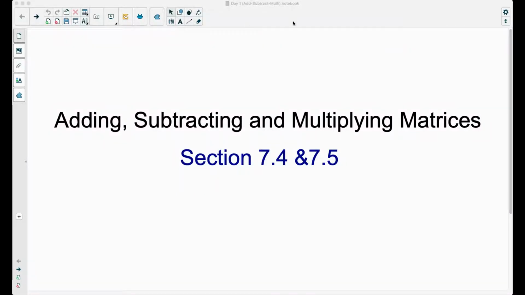Alright, so adding, subtracting, multiplying matrices. We're also going to talk a little bit about how to solve some of these. We'll do more solving towards the end. So we're going to be looking at adding, subtracting, multiplying. Notice how dividing is not on there. You cannot divide a matrix.